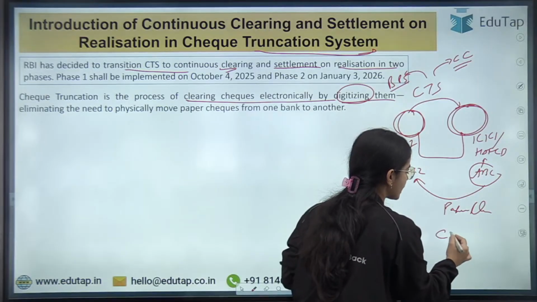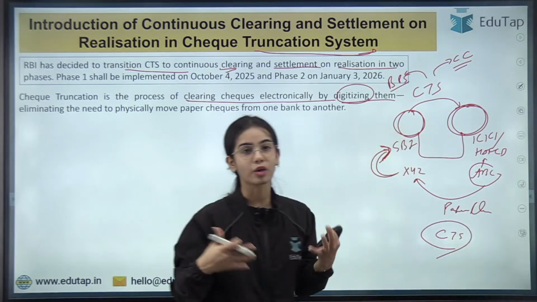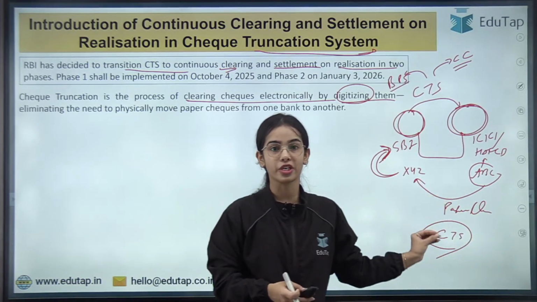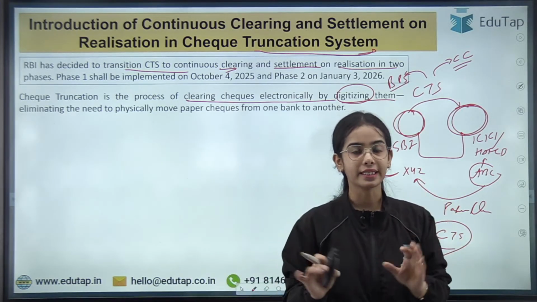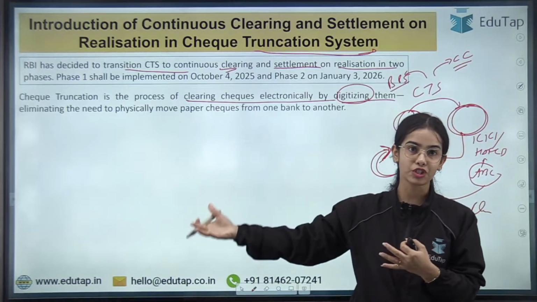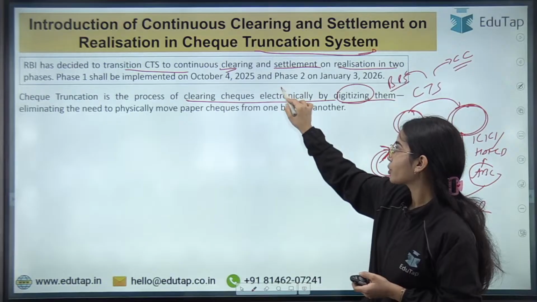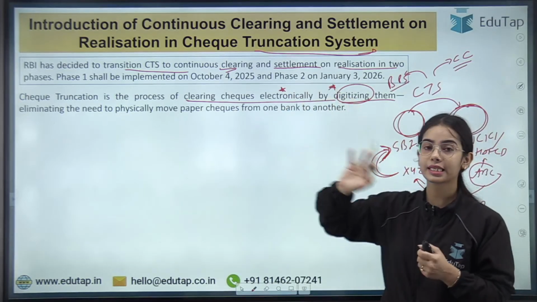Then the CTS was introduced. In around 2008, the CTS was introduced, that is the check truncation system. Under the check truncation system, it was said that we are not going to physically transfer the checks; we will electronically transfer or electronically process the checks.